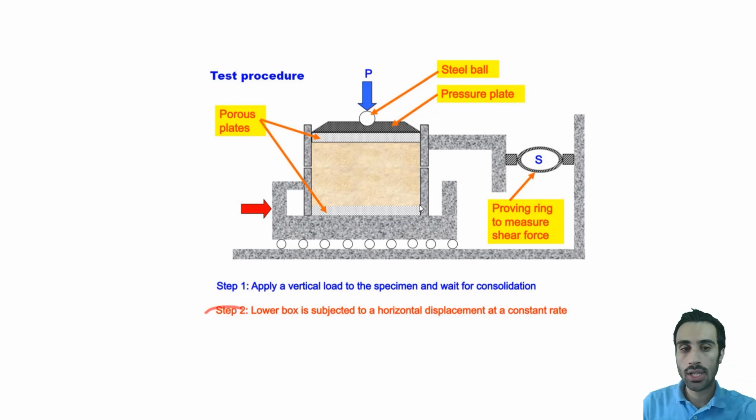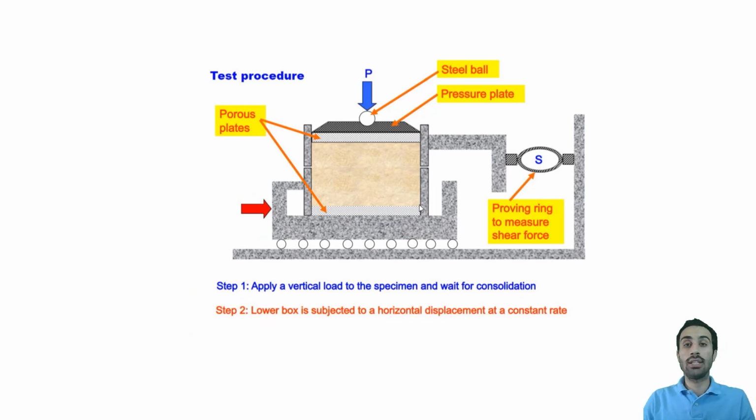Then we know for step 2, the lower box is subjected to horizontal displacement at a constant rate. So what we do is apply this force here in red, a horizontal displacement at a constant rate, for step 2.